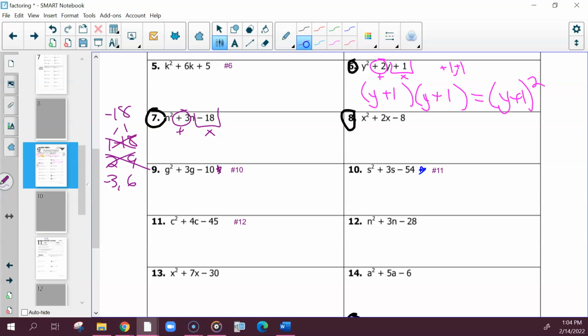So negative 3 plus 6 would give us a positive 3. Once you figure out which one's negative and which one's positive, then you can put them in your factors: x minus 3, x plus 6. It doesn't matter the order. You could put x plus 6 first.